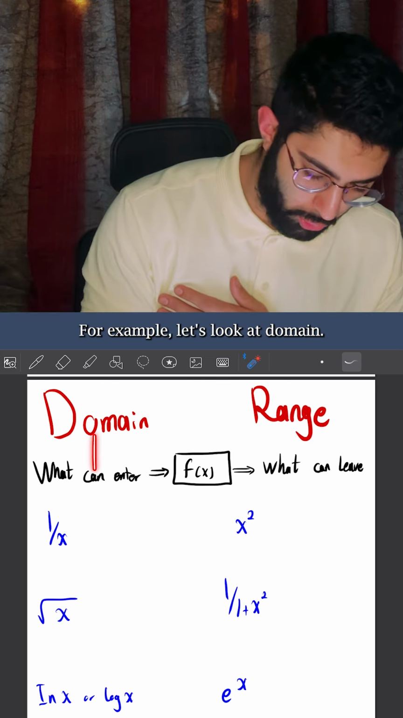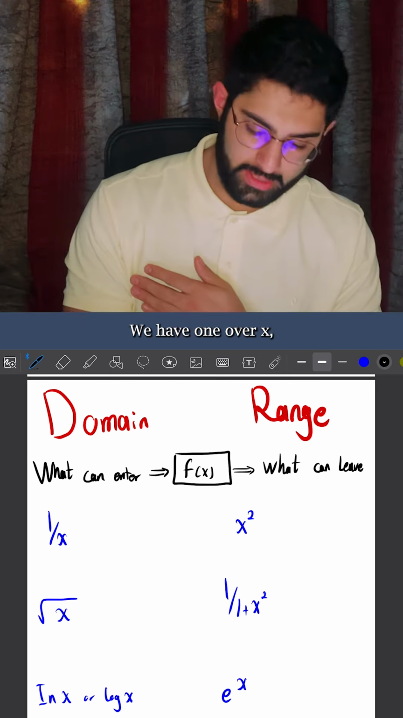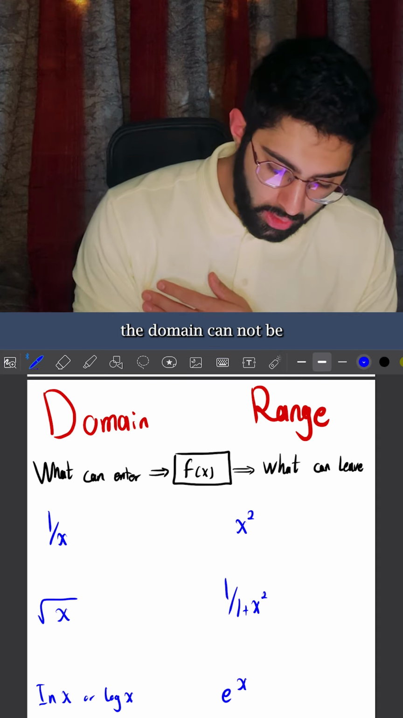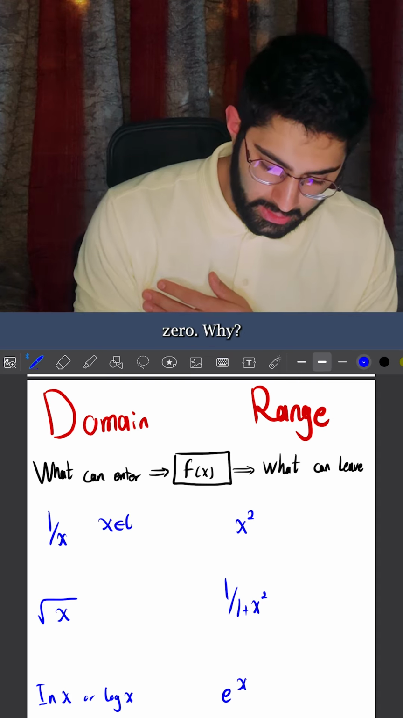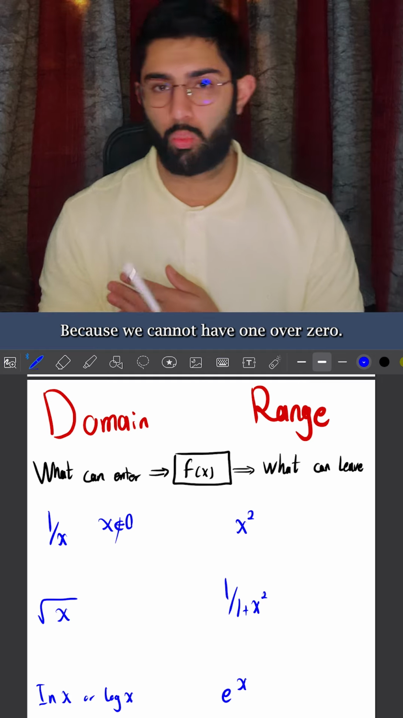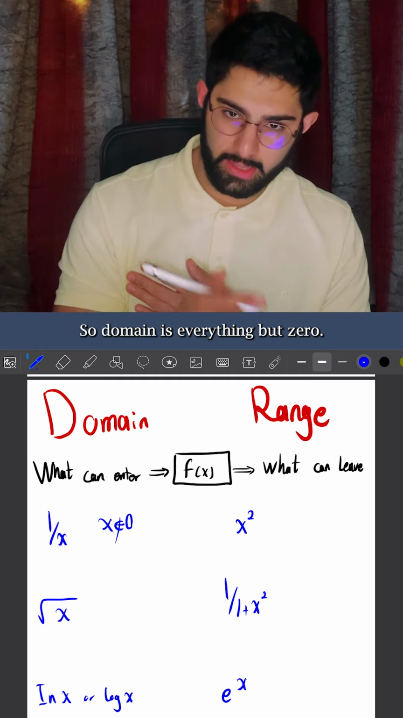For example, let's look at domain. We have 1 over x. The domain cannot be 0. Why? Because we cannot have 1 over 0. So domain is everything but 0.